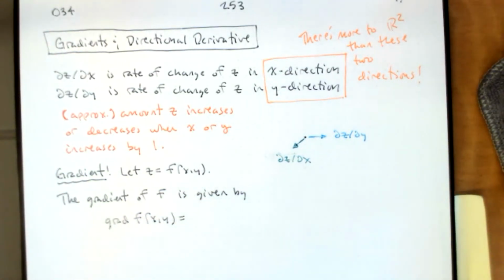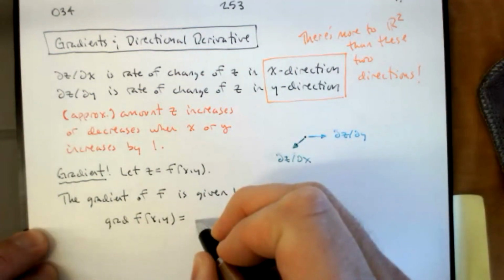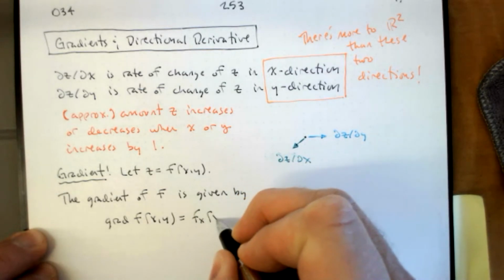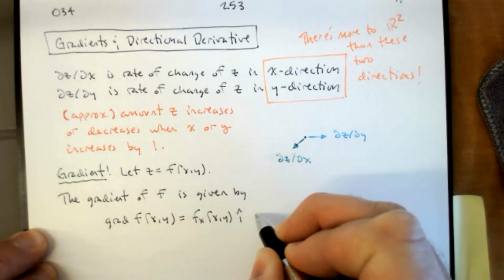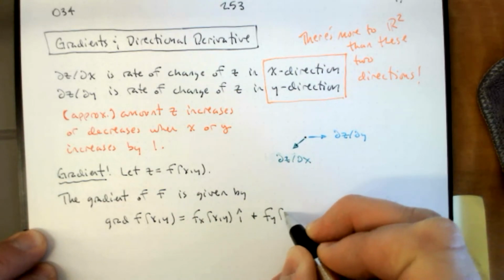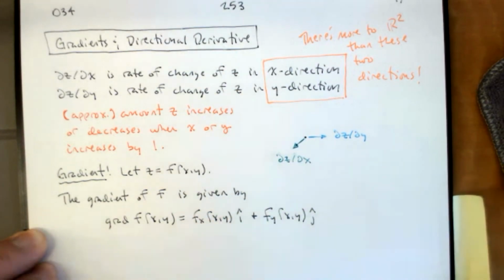So an important thing to note, the gradient is going to be a vector. And it's going to be a vector in which we combine the two derivatives of the function. We're going to use as notation grad f for gradient of f. The gradient of a function at a particular point (x, y) is going to be the x derivative at (x, y) in the i direction plus the y derivative at (x, y) in the j direction.